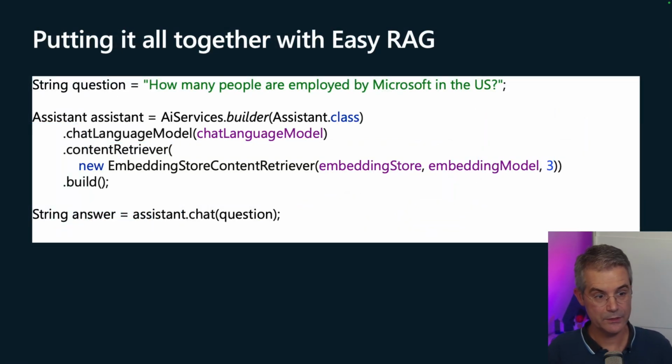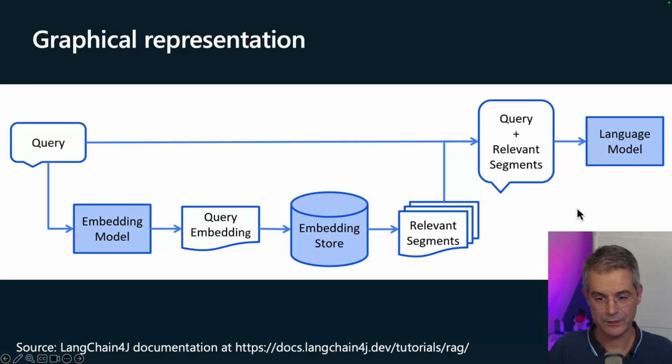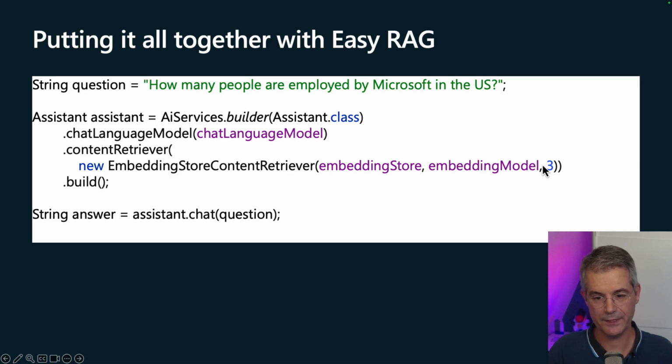Here's the code. The question is, how many people are employed by Microsoft in the US? You can see that you ask a chat language model that question, and you add data by using a content retriever. Our content retriever takes the data from an embedding store using an embedding model, and the number 3 at the end is the number of answers that you want. So here we're going to have 3 text segments.